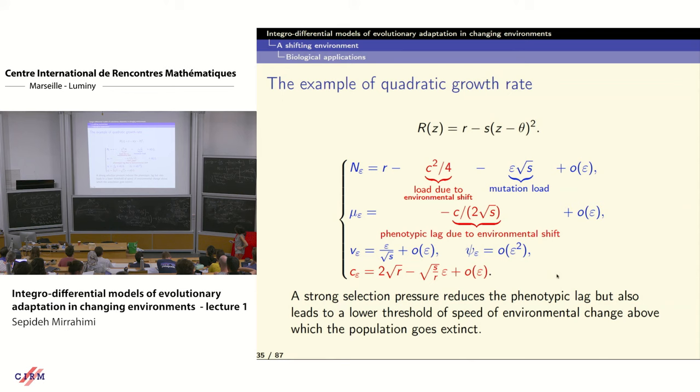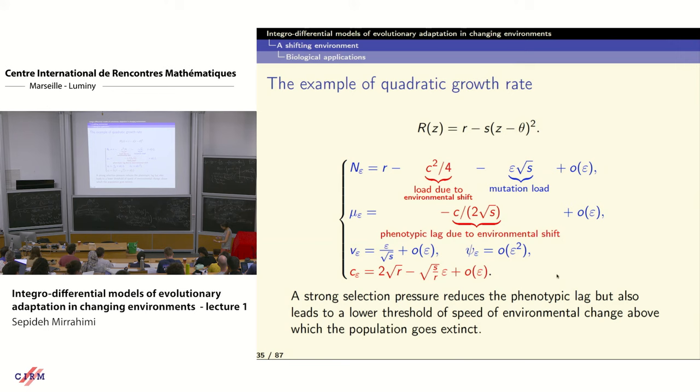And another quantity that I wanted to comment on is this threshold of speed of change of the environment, which is given by this formula, 2 square root of r minus square root of s over r times epsilon. And now we see that if epsilon is large, then we have a large negative term, which means that it will decrease the threshold above which the population will go extinct. Okay, so it's not good.